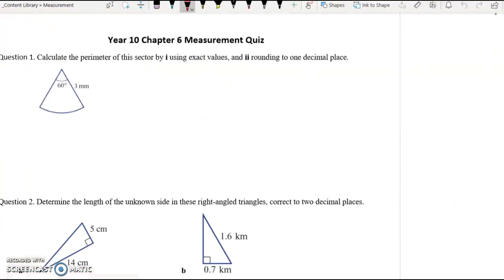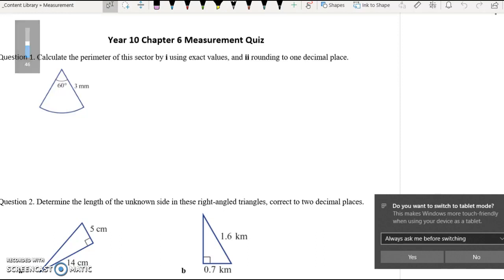Okay, so the solutions to the quiz. Question 1: calculate the perimeter of this sector by using exact values, and then we've also got to do it by rounding to one decimal place. Alright, so let's start off by doing the exact values.